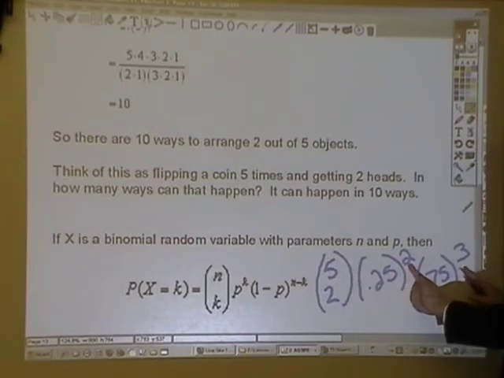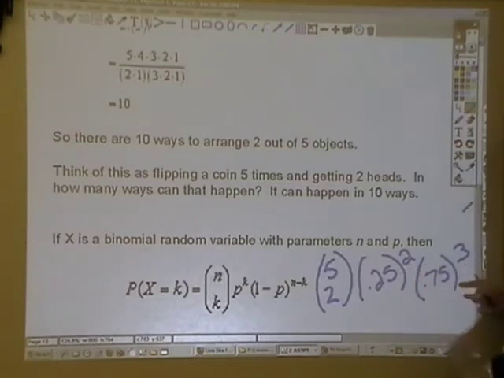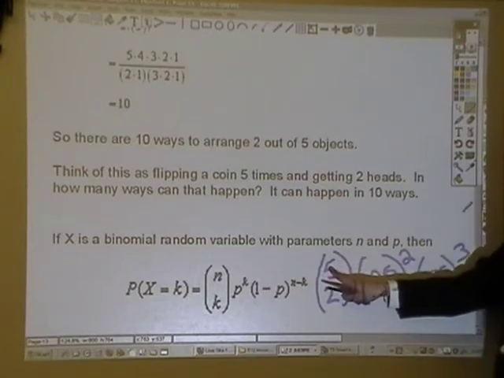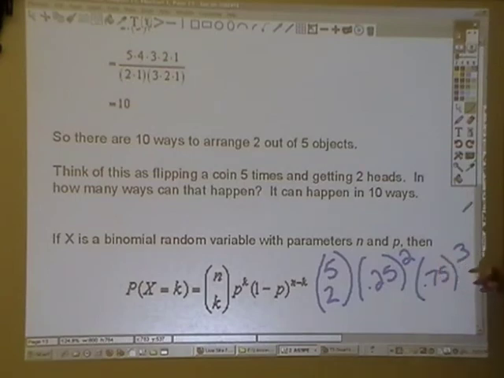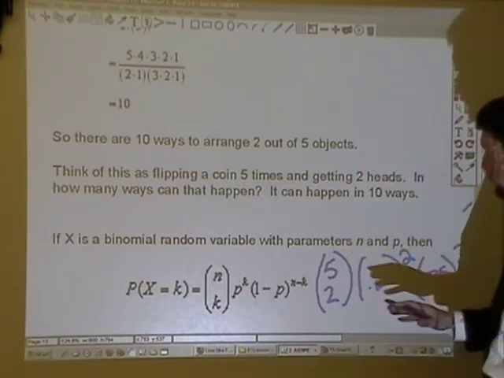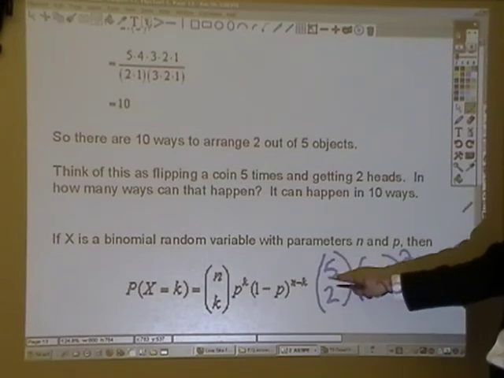Because if I have 2 successes, I have to have 3 failures. If I have 1 success, I have to have 4 failures. If I have 4 successes, I have to have 1 failure. These have to add up to 5. And that's what's going to make this fairly easy. Now, how do I do this? You don't have to do this by hand. You could do this in a calculator with nCr.